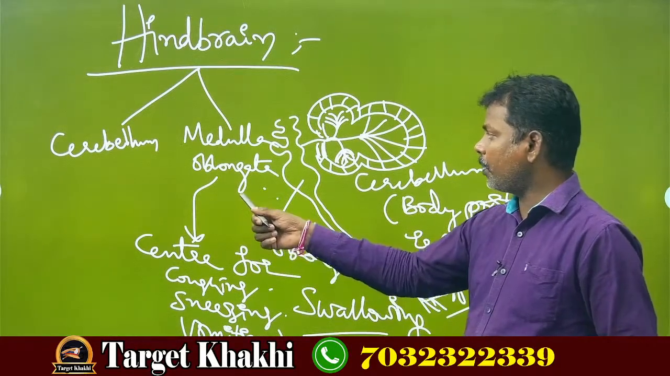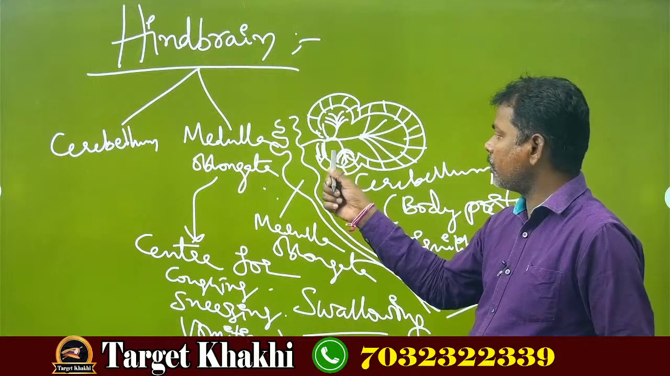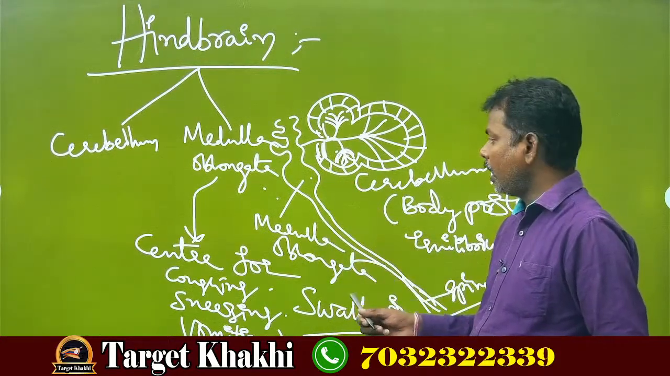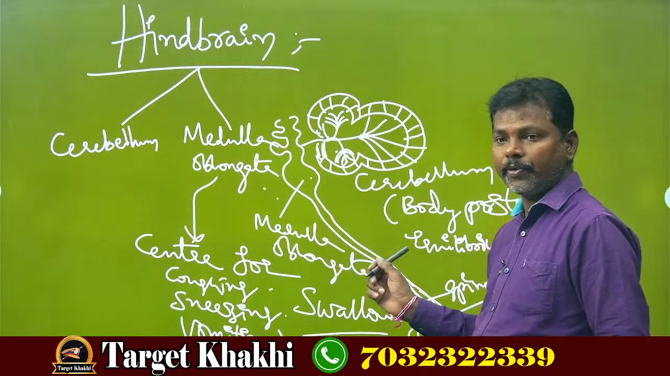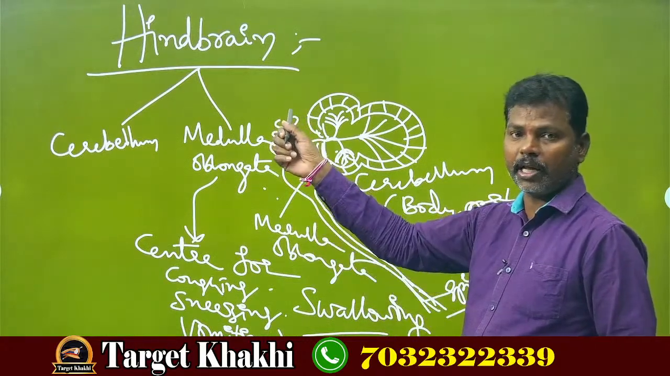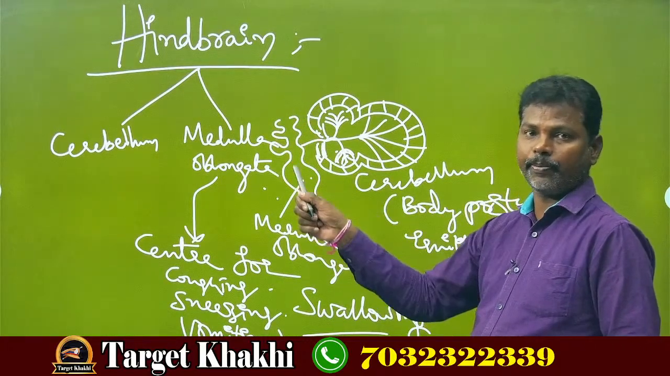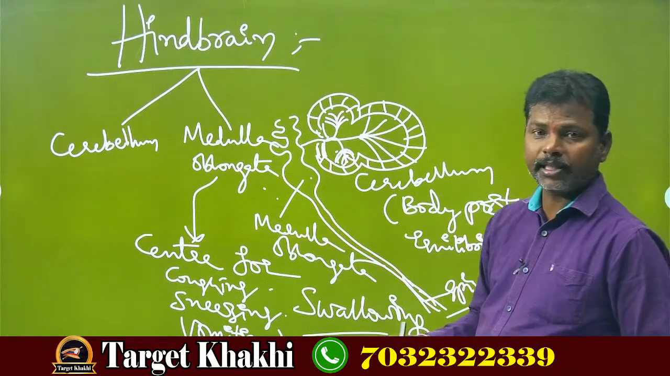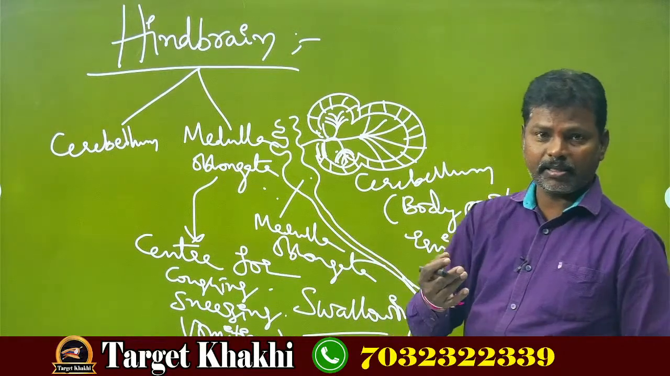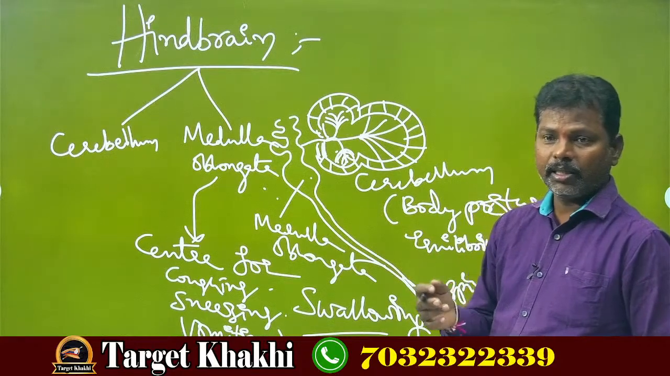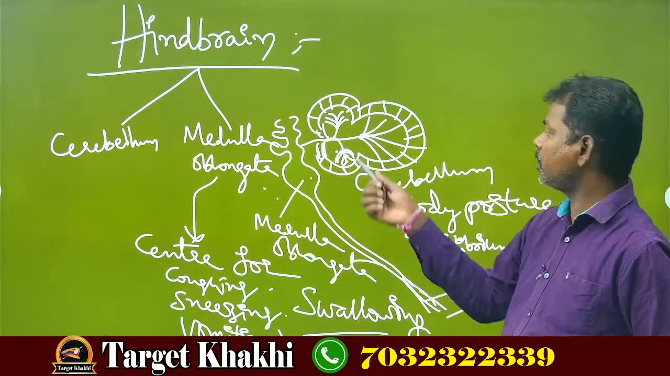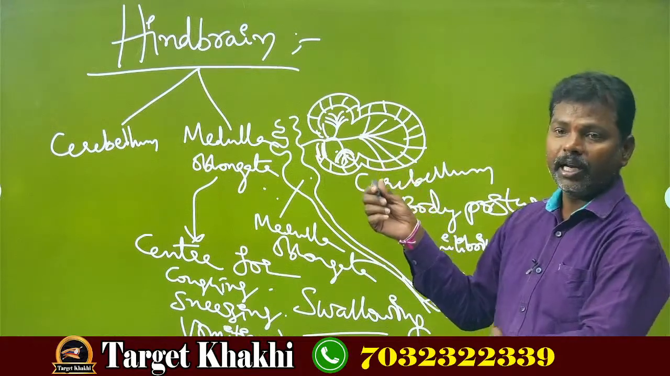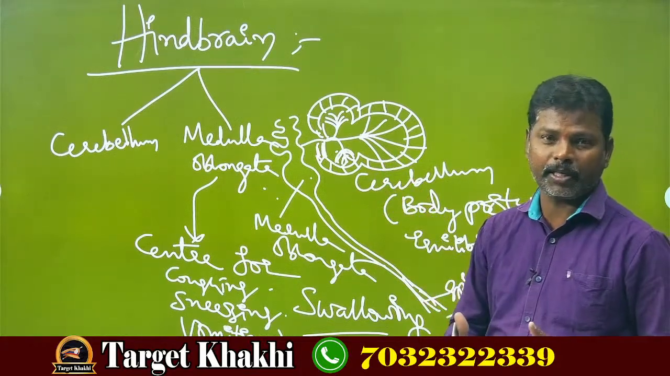Next, medulla oblongata. Medulla oblongata is present below the cerebellum. It extends like a spinal cord, and through medulla oblongata only, messages are transferred from the spinal cord to the brain, to the cerebrum. Sometimes during an accident, somebody says the little brain has been damaged. The little brain is nothing but what? Cerebellum. If any damage occurs to the cerebellum, then our body posture will not be proper.